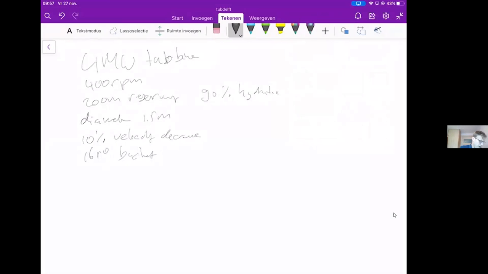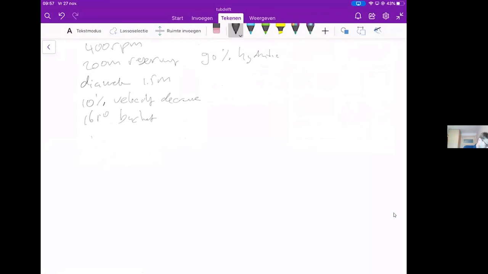So we have the 4 megawatt turbine running at 400 RPM, with a 200 meter reservoir and 90% hydraulic efficiency. First of all, the 200 meter reservoir goes to the jet. Here we have the jet, and here the Pelton wheel with a diameter of 1.5 meter. So the first one is the jet velocity V. What is V?